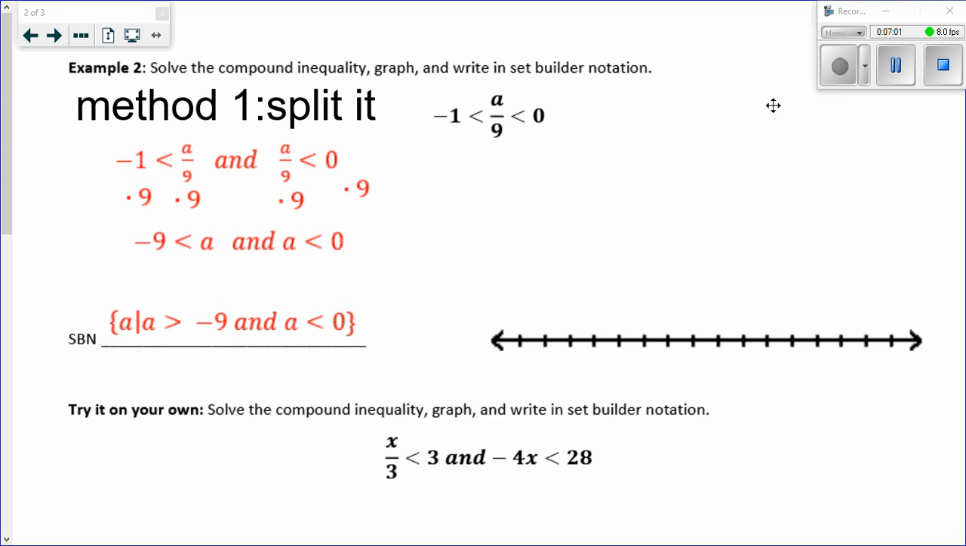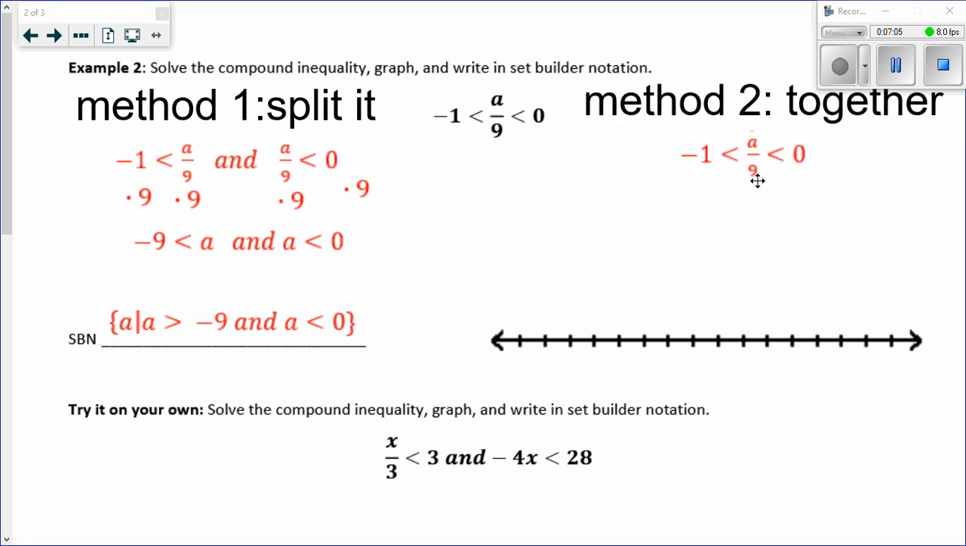Okay? Method 2, when I just solve it together, I'm just going to go ahead and multiply 9 by the middle. Yeah, I multiply 9 by the middle, and I multiply both sides on the outside by 9 as well. So that way the 9 will cancel out in the middle, leaving me just a, and then I just multiply this. So I get -9 is less than a, which is less than 0.